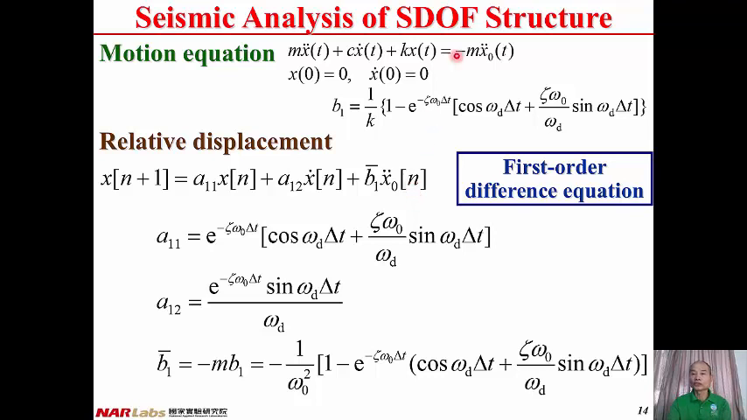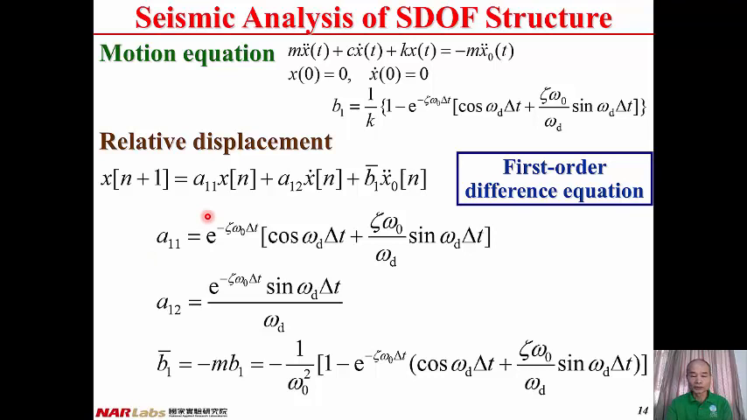In the previous lecture, the forcing function is f(t), but in this lecture, f(t) is replaced by minus m x0 double dot. If the forcing function is f(t), then we have the coefficient b1. But now, f(t) is replaced by minus m x0 double dot. Therefore, we have the coefficient b1 bar, and b1 bar equals minus m times b1. And a11, a12 are the same as the previous lecture.